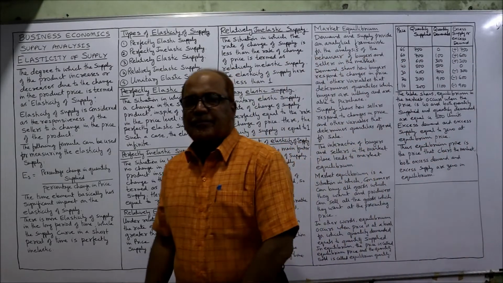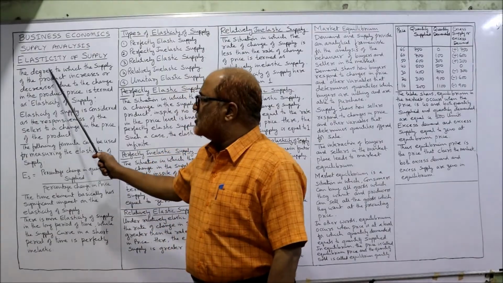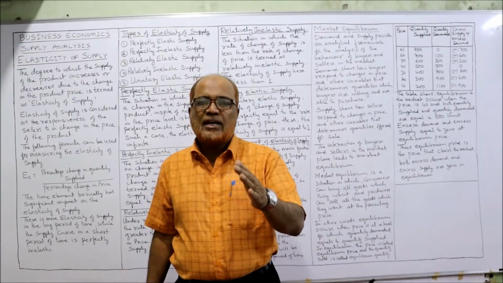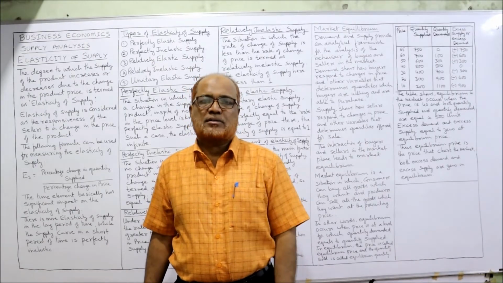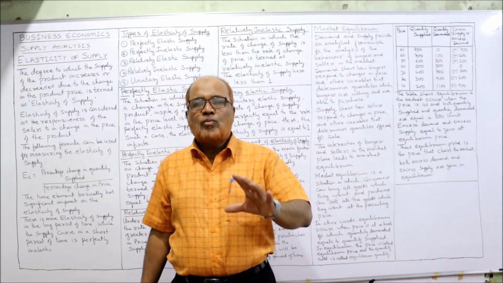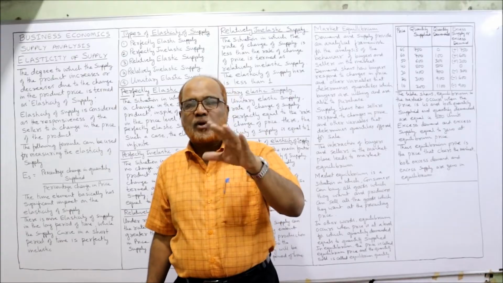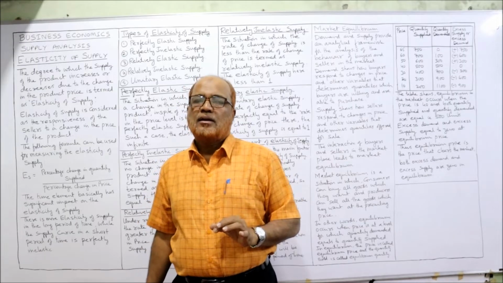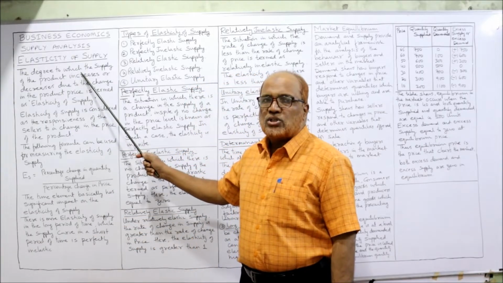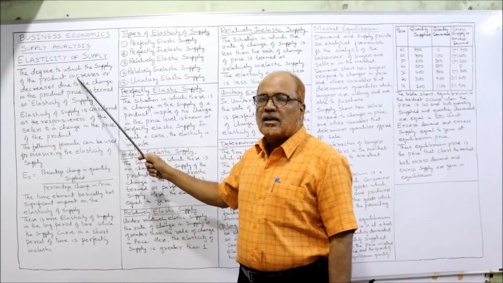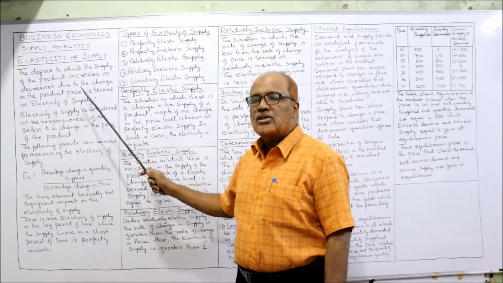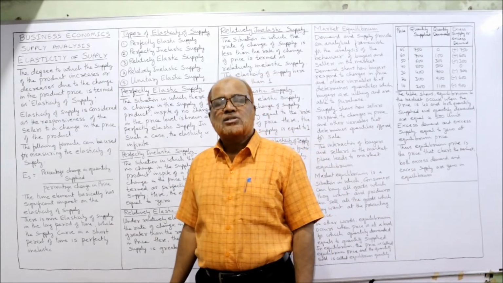Now, see here, the topic is elasticity of supply. Elasticity of supply shows the degree of change in supply of a product regarding the change in the price. That means whenever there is a change in the price, there is a corresponding change in the supply. That means supply depends on price. So the degree to which the supply of the product increases or decreases due to the change in the price is termed as elasticity of supply.